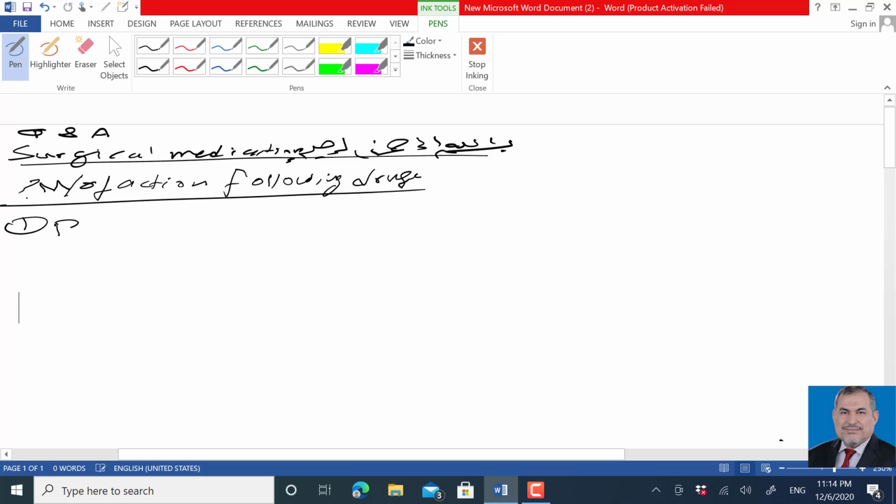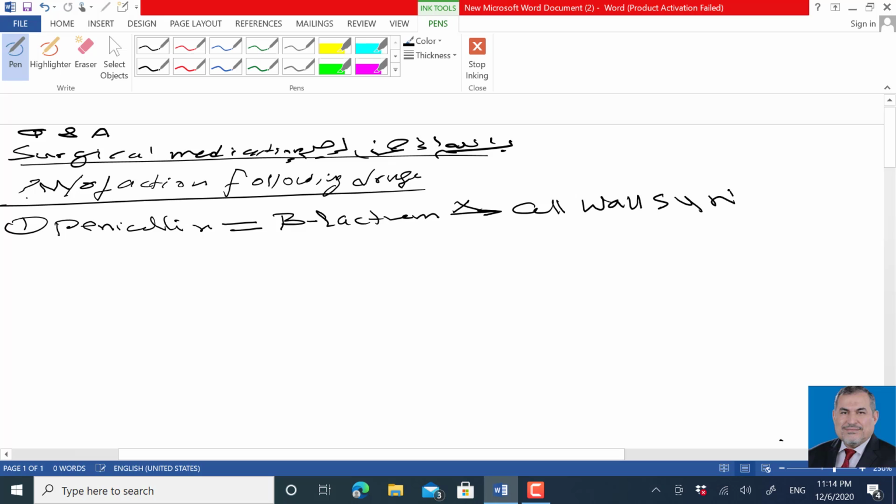First, penicillins. What's the mechanism of action of penicillin? It is a beta-lactam, it has a beta-lactam ring. It acts by inhibiting the synthesis of the cell wall. Inhibit cell wall synthesis.